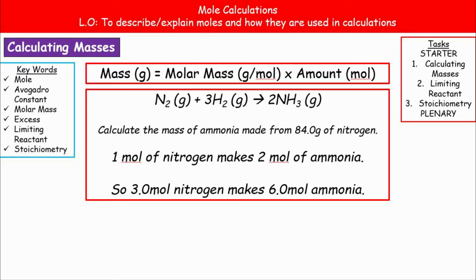But in our little calculation we just did, we worked out there's 3 moles of nitrogen. So apply the same proportions. If 1 mole makes 2 moles, then if we start with 3 moles, we'll make 6 because it's twice as much. So we can say we're going to be making 6 moles of ammonia.